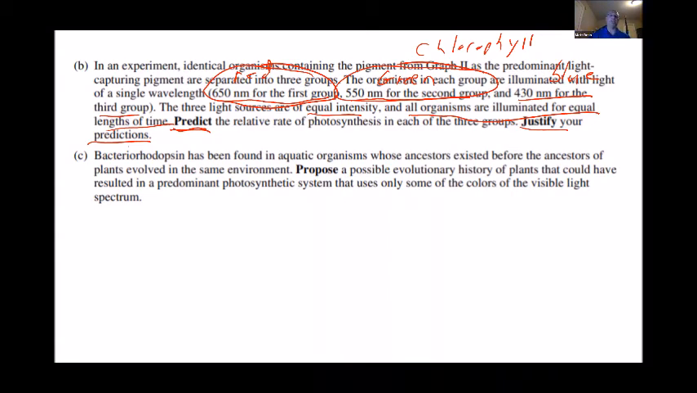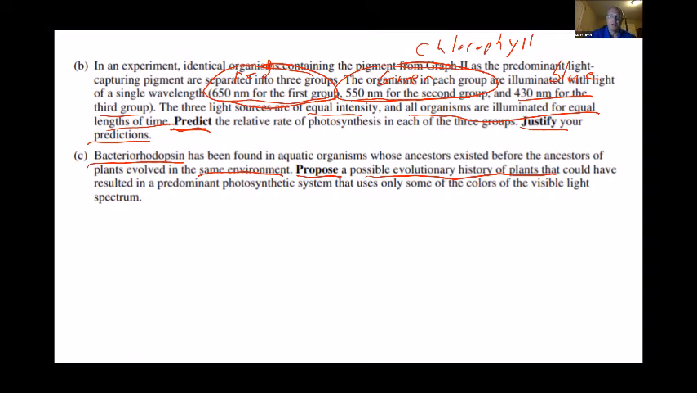All right, and then finally, part C. Bacterial rhodopsin has been found in aquatic organisms whose ancestors existed before the ancestors of plants evolved in the same environment. So we've got these bacteria, probably in a pond or maybe the ocean. They evolved first, so they're the first photosynthesizers. They've got this purple pigment, bacterial rhodopsin. Propose a possible evolutionary history of plants that could have resulted in a predominant photosynthetic system that uses only some of the colors of the visible light spectrum.